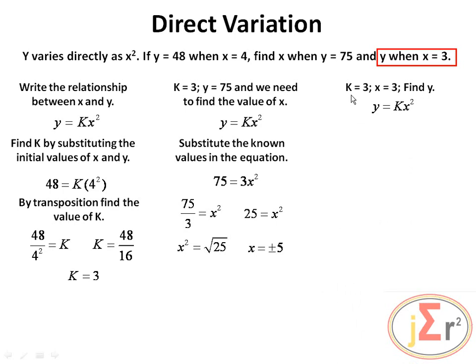Here we have k is equal to 3 and x is equal to 3. Find y when x is equal to 3. That's what is highlighted there. So we do not know the value of y. We know the value of k and the value of x. So we're going to substitute those into the equation. That's all there is to it.